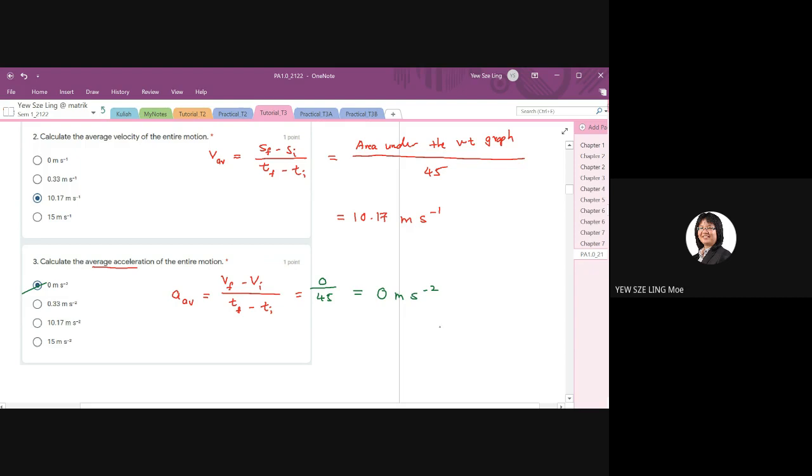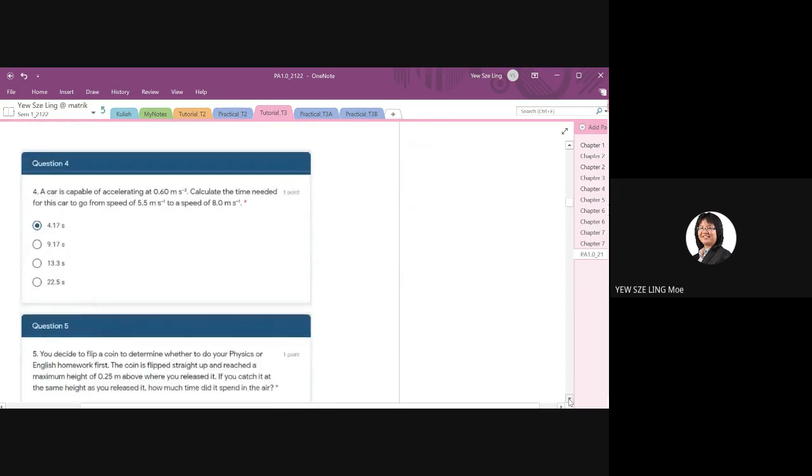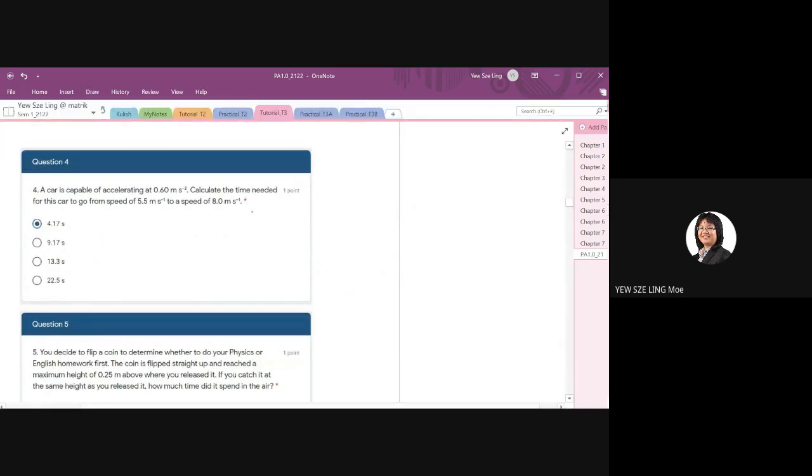So this is question number 3. Let's look at question number 4, which is a very simple question. A car is capable of accelerating, so this is your positive A because it accelerates. Calculate the time needed for the car to go from a speed of 5.5 meters per second, this is your U, to a final speed, this is your V. You want the time. So which equation consists of U, A, V, T, these 4 variables? Well, apparently it's V equals U plus AT.